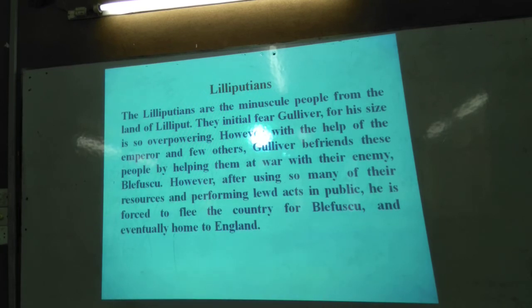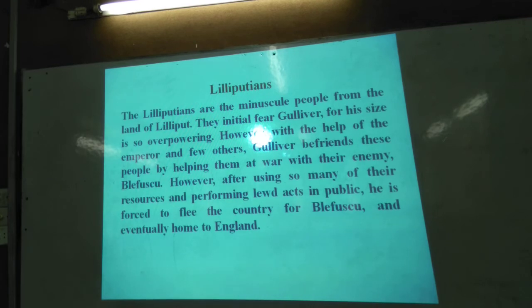Remember that obviously, whenever a nation of six-inch-high people sees a giant man who is six feet high, they must fear that man, and they must attempt to kill him. Otherwise, they think that they are not safe. More interestingly, with the help of their emperor, he becomes their friend later on. Not only that, he saves Lilliput from the attack of the neighboring country, Blefuscu.